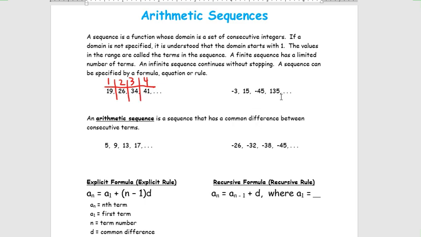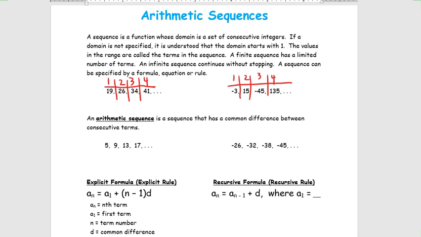Same thing here. Here's another type of sequence that we'll study in a future unit. No domain is given, so we assume that the first term we see is the first term in the sequence, and the next one is the second term, and so on. So domain values 1, 2, 3, 4, and the range values are the actual terms of the sequence.